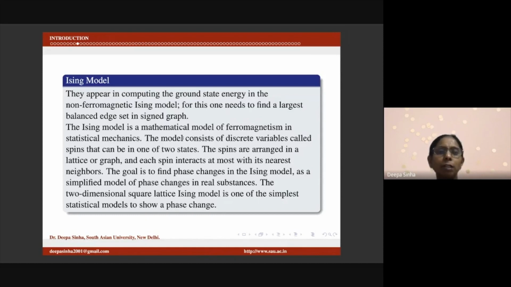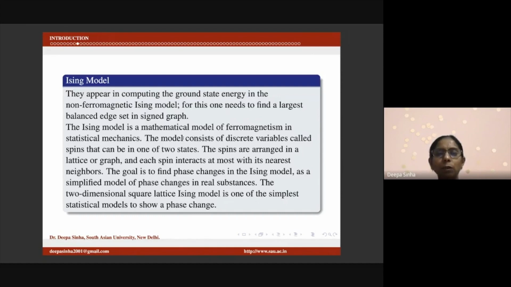The Ising model is a mathematical model of ferromagnetism in statistical mechanics. The model consists of discrete variables called spins that can be in any one of two states. The spins are arranged in a lattice. If you have studied what a lattice is, it is also a kind of graph, and each spin interacts at most with its nearest neighbors. So each spin will interact with the vertices to which it is connected.